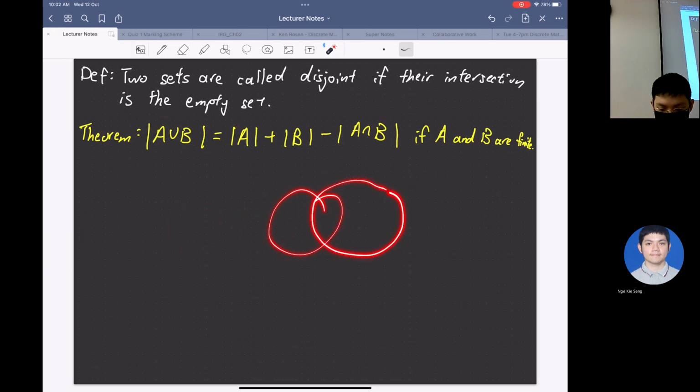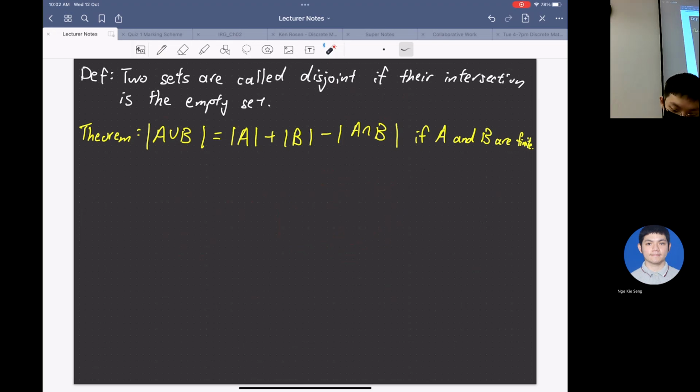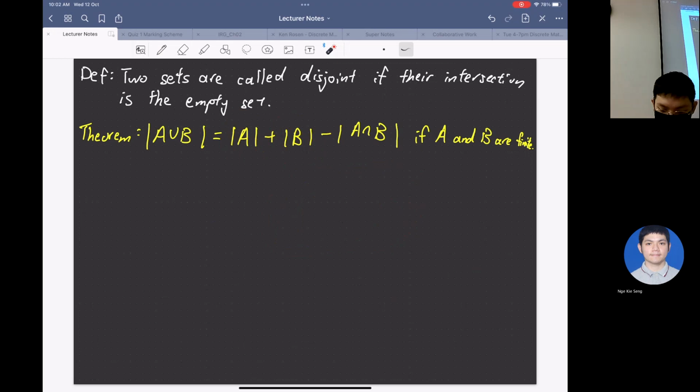But if the intersection is not empty, then when you count the union, you need to take away the middle part, because it would be counted twice. When you count A, you count this part. When you count B, you count this part. So you take an extra intersection. I won't prove this in class, but you can do it as an exercise. I think the textbook also has it.